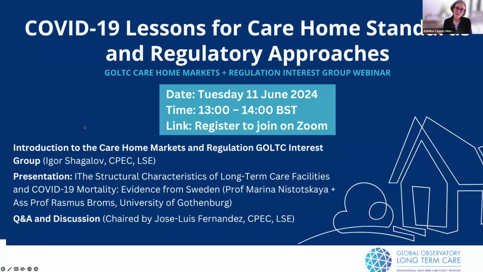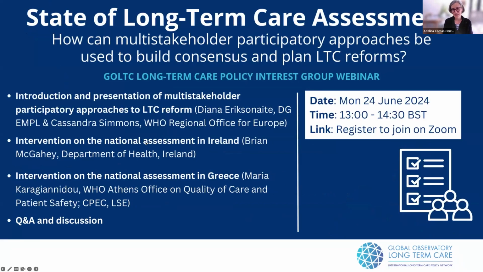Our next webinar after this one is on Tuesday next week, and we're going to hear about the structural characteristics of long-term care facilities and COVID mortality in Sweden. There are some important lessons from this for care home markets and regulation, and this is part of the care home markets and regulation interest group. We then have one in collaboration with WHO Europe and the European Commission on a state of long-term care assessment that's being developed and piloted in 2 countries. We're going to hear from Ireland and Greece. And Cassandra will also be part of that, who's one of the members of the Economics of Long-Term Care team.